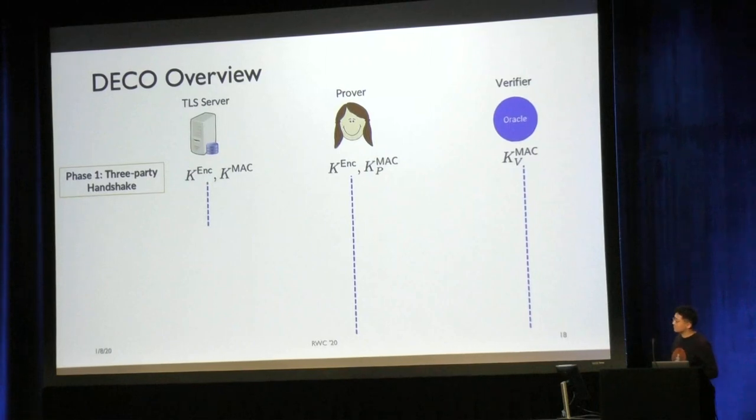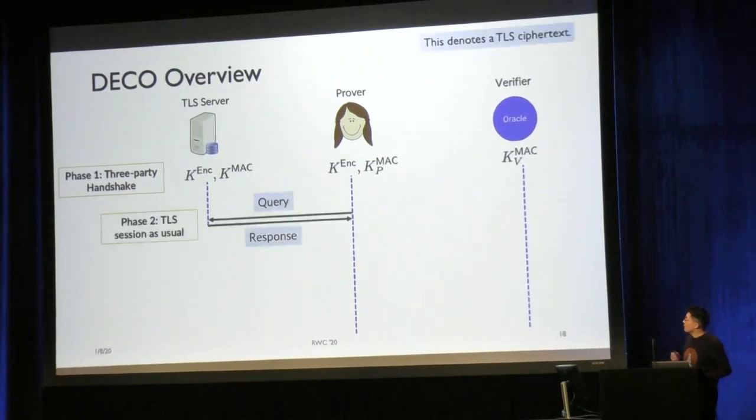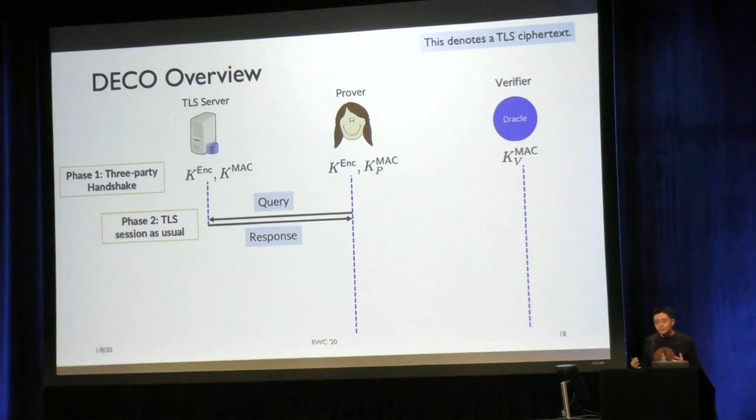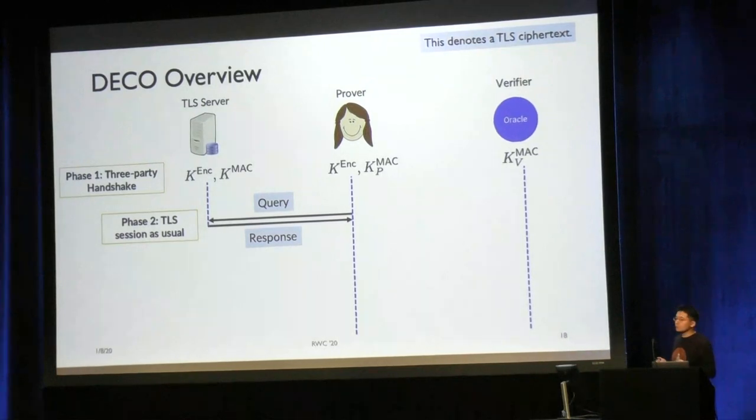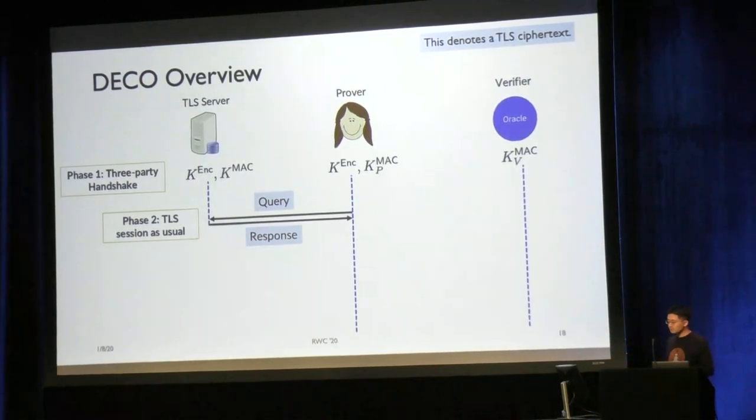Here is the overview of the protocol flow of Deco. In the first phase, in a three-party handshake, shared keys are generated. And in the second phase, the prover will go ahead and interact with the server as a regular TLS client, query the server, and receive a response. But note that at this point, the prover still doesn't have the full MAC key to verify the integrity of the response. But that is fine, because the prover will get a chance to do it later in the protocol.